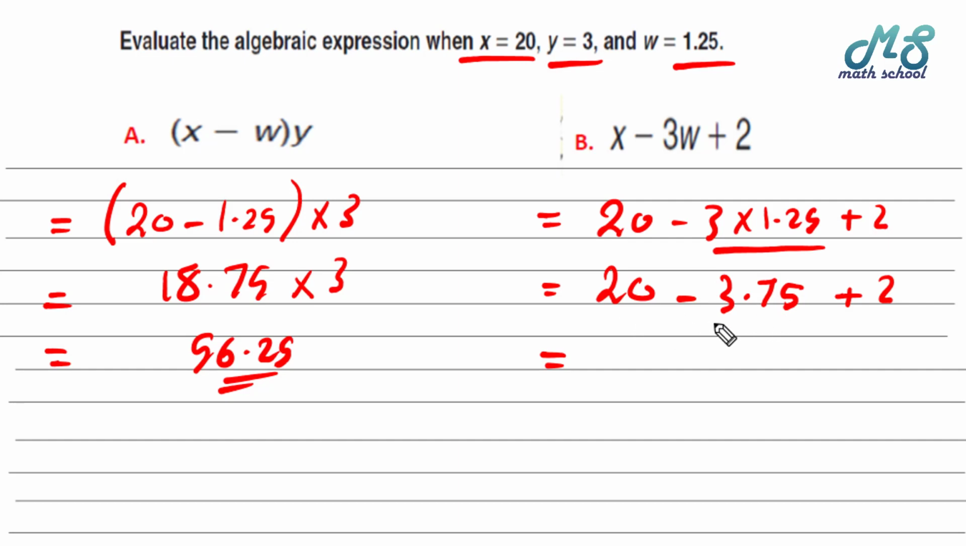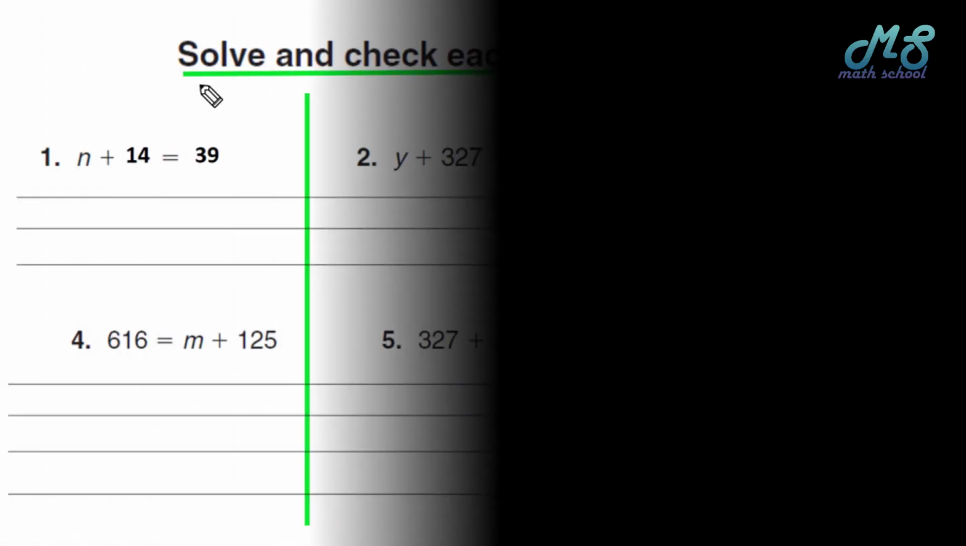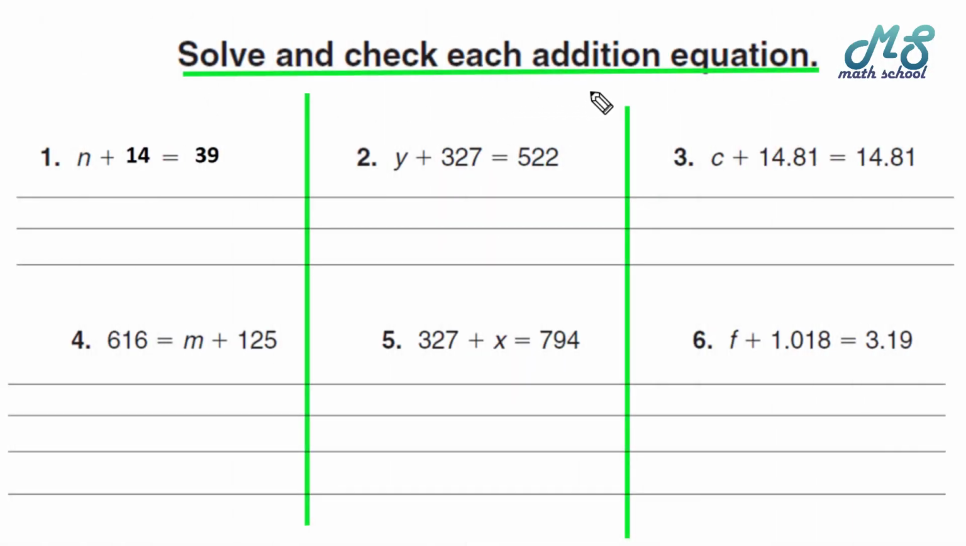First, 20 minus 3, it will be 17. 17 minus 0.75, we get 16.25. Plus what? Plus 2. In mental math, 16 plus 2 equals 18.25. So the value of the expression is equal to 18.25. Next, solve and check addition equation.